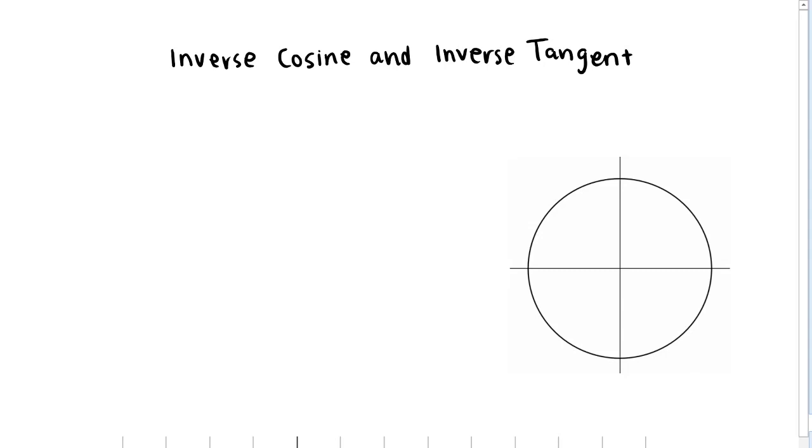So, in the last video we said that if we have the function y is equal to sine of x, then the inputs of this function represent angles, whereas the outputs of this function are going to be y coordinates on the unit circle.